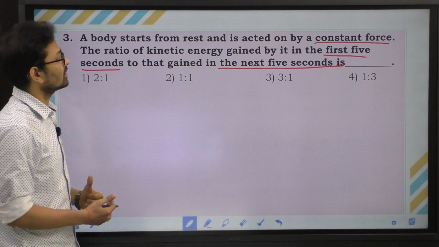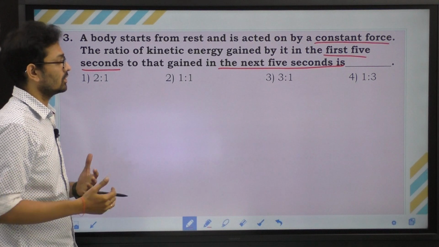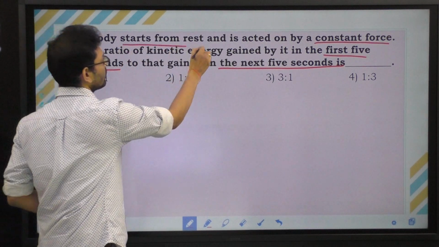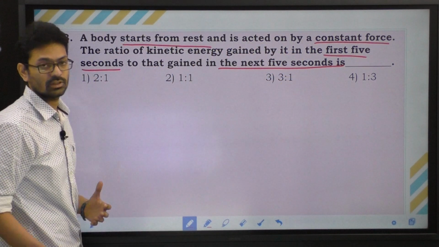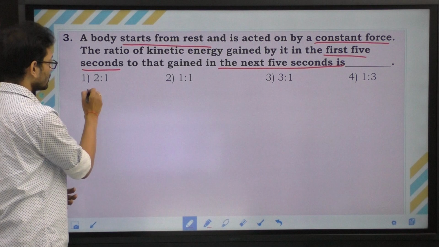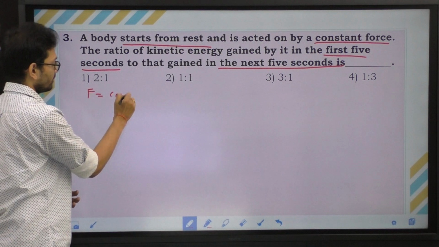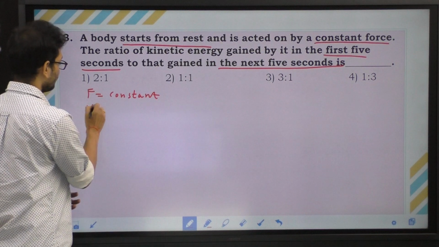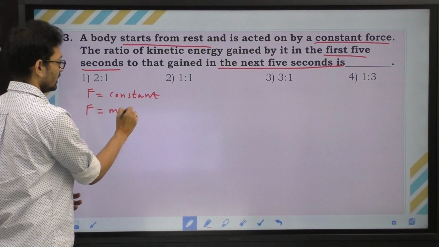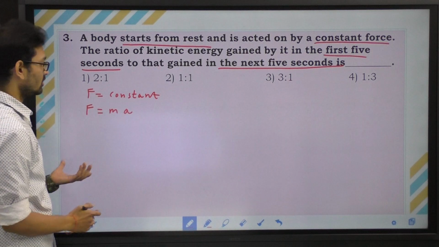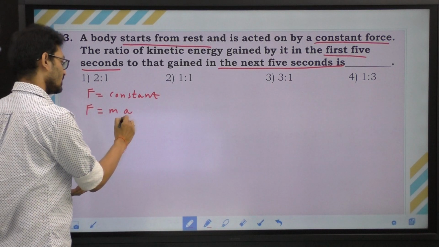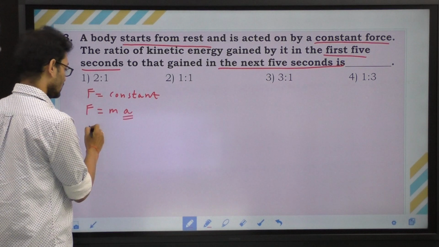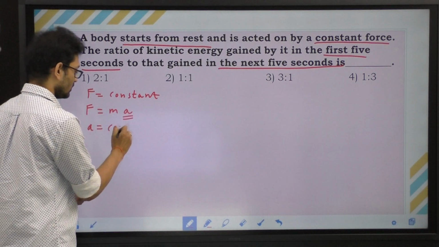In this kind of case, you have to think: in the first case they have given that it started from rest, and also they have given you a constant force. That means if F is constant, F equals ma, and everyone knows that mass is constant, so in that case A is also going to be constant.